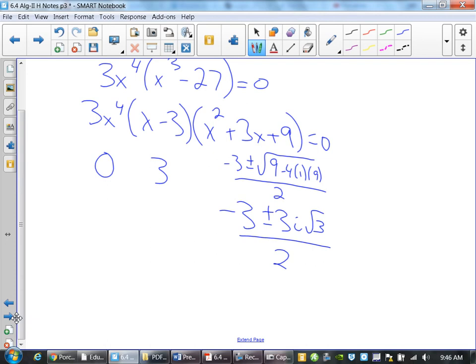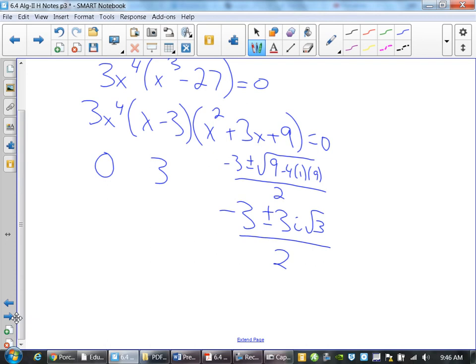Will they always be imaginary if you use the quadratic? Not necessarily. Remember, the quadratic formula will always work. It's just that when you have a sum or a difference of cubes, it's usually an imaginary root thrown in there. You don't always have to. I mean, you might get something that is factorable.